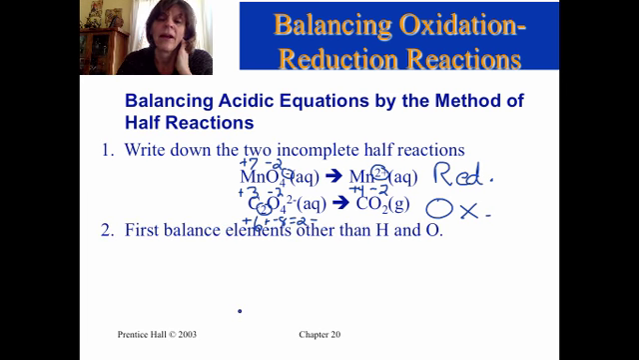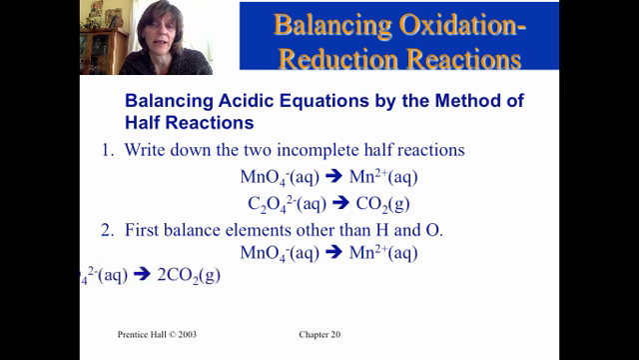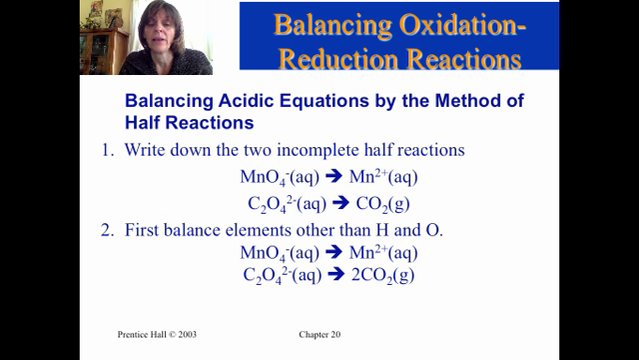Okay, so after we have the half reactions, we should first balance atoms other than hydrogen and oxygen, because that has to do with acids and waters and things. So first, the Mn's are balanced. Now we add a 2 coefficient to the carbon dioxide and the carbons are balanced.